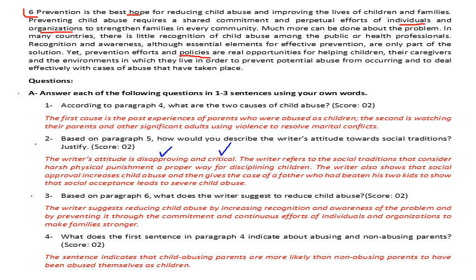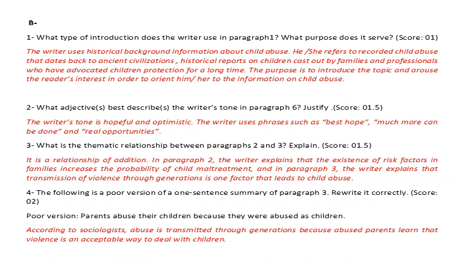Number 3, based on paragraph 6, what does the writer suggest to reduce child abuse? Of course, he talked about several things. He talked about awareness, he talked about recognition of the problem, he talked about organizations, communities, and policies by the government to help protect a child. Number 4, what does the first sentence in paragraph 4 indicate about abusing and non-abusing parents? The sentence indicates that child-abusing parents are more likely than non-abusing parents to have been abused themselves. So it's a cycle, it's a vicious cycle.